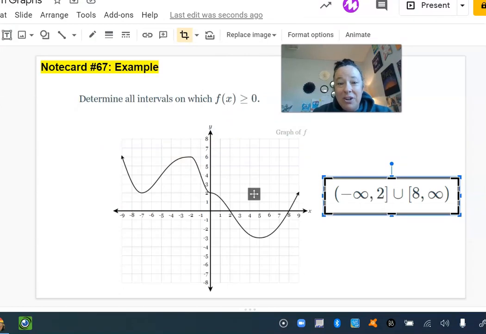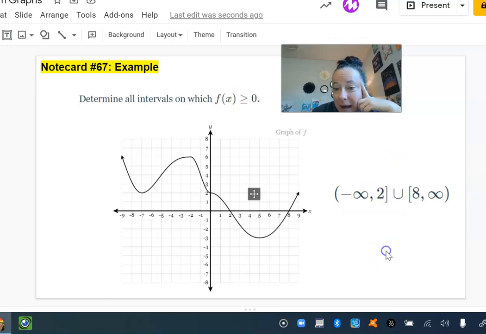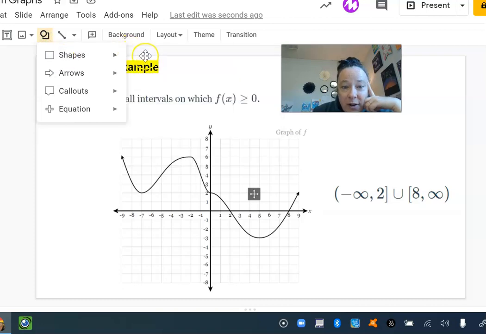Okay, so this is note card 67. It's going to be a lot of fun looking at your note cards and seeing how you guys draw this, but I do want you to draw it. You got to get used to that, but this is where it's asking where it's greater than or equal to 0, and we just answered it on Delta Math, but I want to have it here for you. So go ahead and start working on this note card.